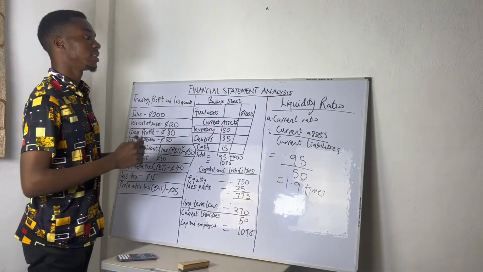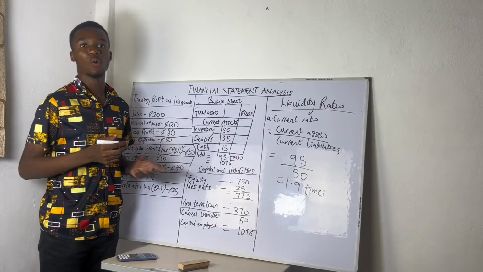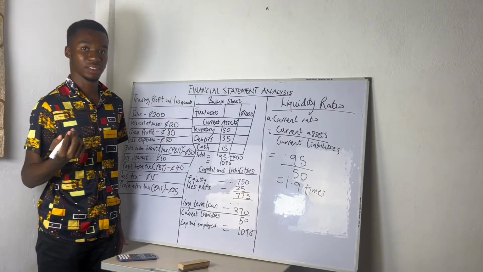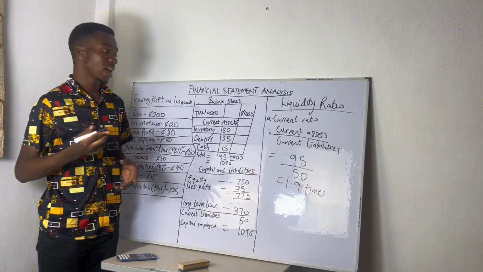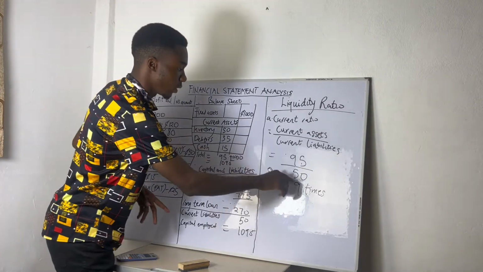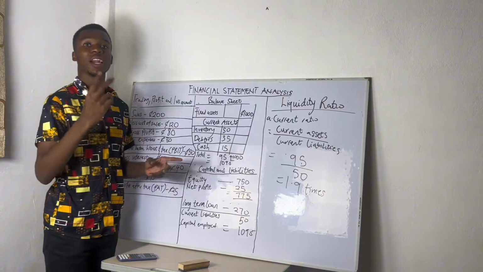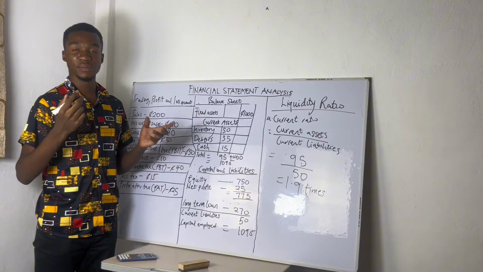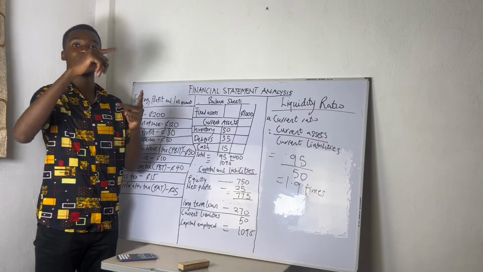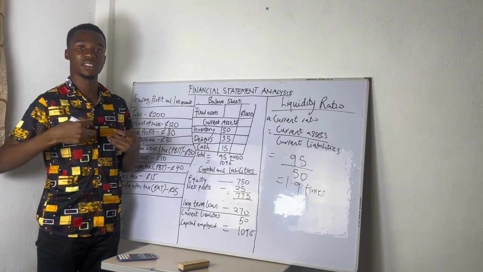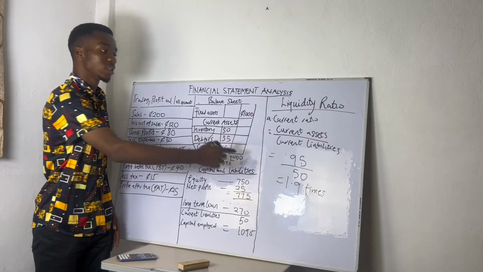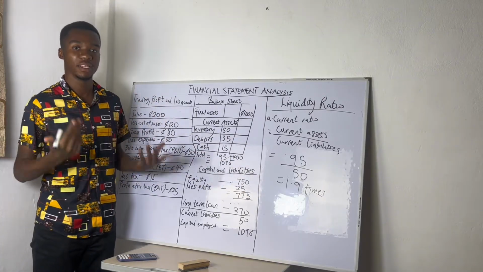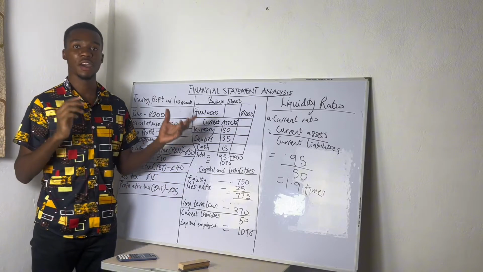So what this means is that the liability that they owe, or what the company owes right now, they can pay it 1.9 times. Assuming we got, let's say, 2 times, it would mean they can pay it twice. So if what they are owing is 1,000 cedis, it means right now they have 2,000 cedis. So they can pay it once and they'll be left with 1,000 cedis again, and they can pay it again. So this is 1.9 times. It means they can pay it almost twice, so they have more than enough. That's basically it for the current ratio.